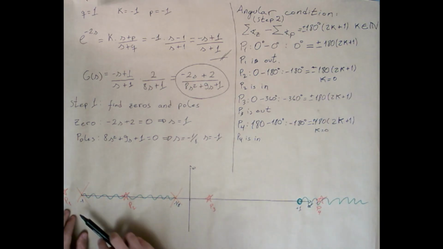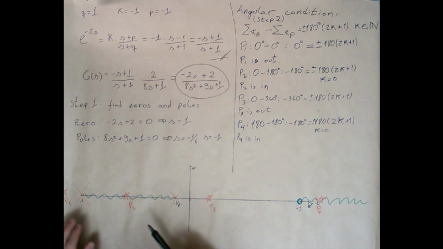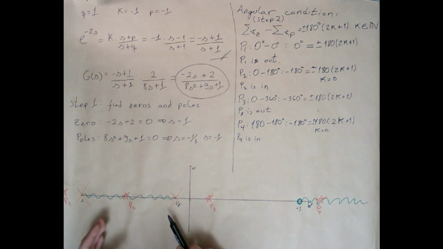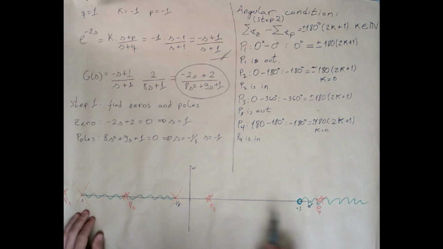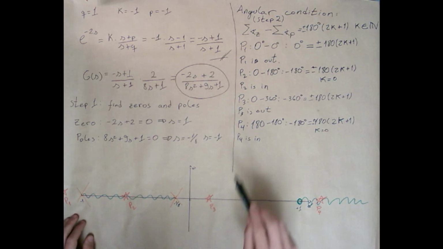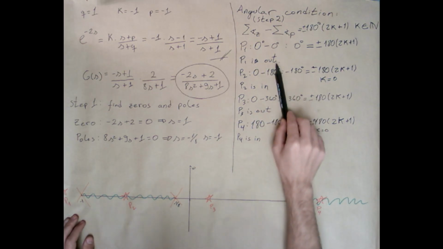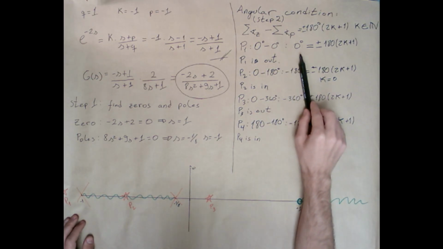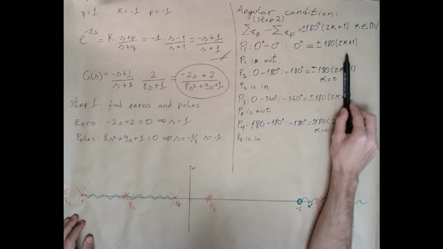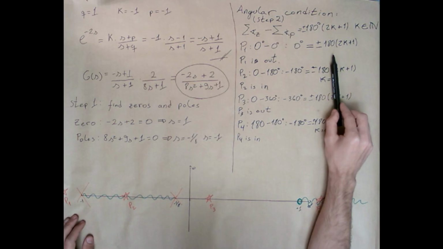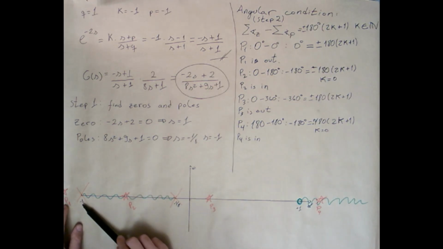Now, we're going to choose 4 points, one on each region of the real axis, which is divided by the poles and the zeros. And for P1, we're going to have that the angles of the zeros and the angles of the poles are 0. Therefore, the total sum is 0, and there is no such natural k that satisfies this equation. Therefore, the zone of P1 is out of the root locus branches.